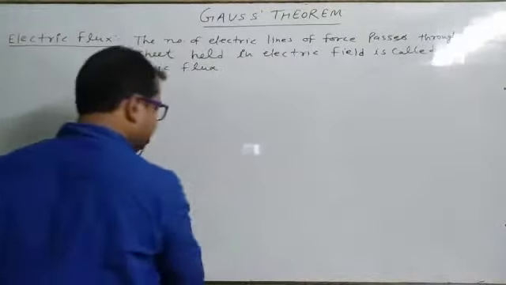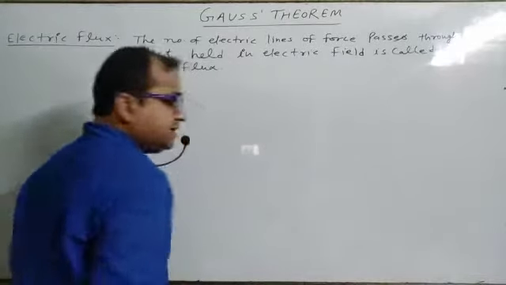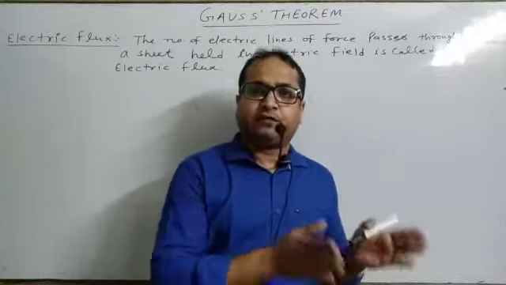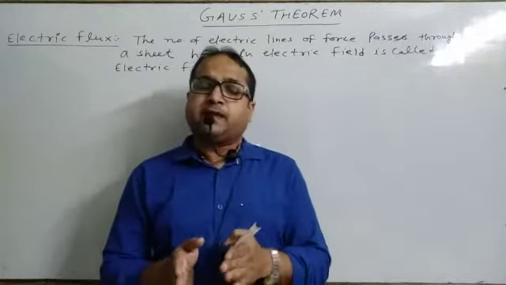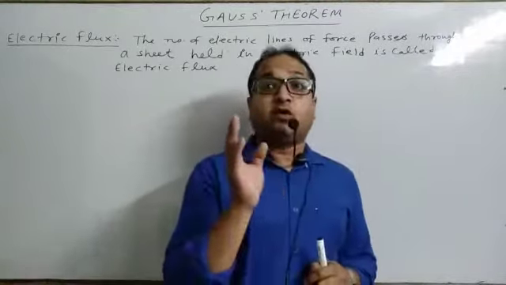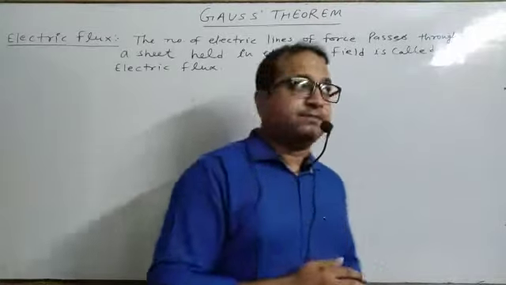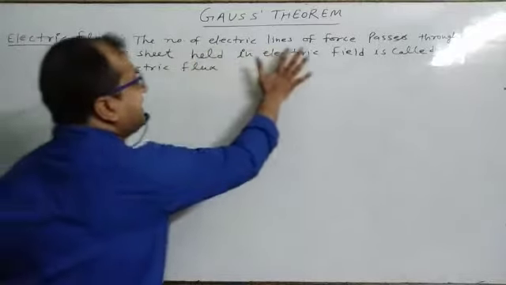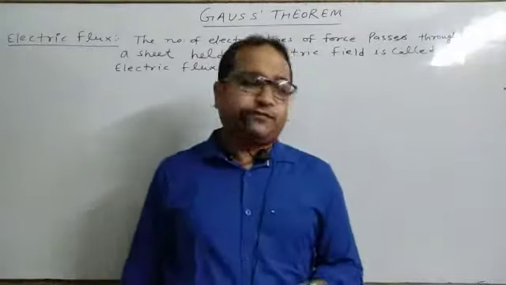Electric flux. What is electric flux? There are two definitions of electric flux. First definition, the general definition for physics, and second, another definition is given by Gauss. Gauss is the scientist's name. And the first definition is the number of electric lines of force. What is the meaning of that?